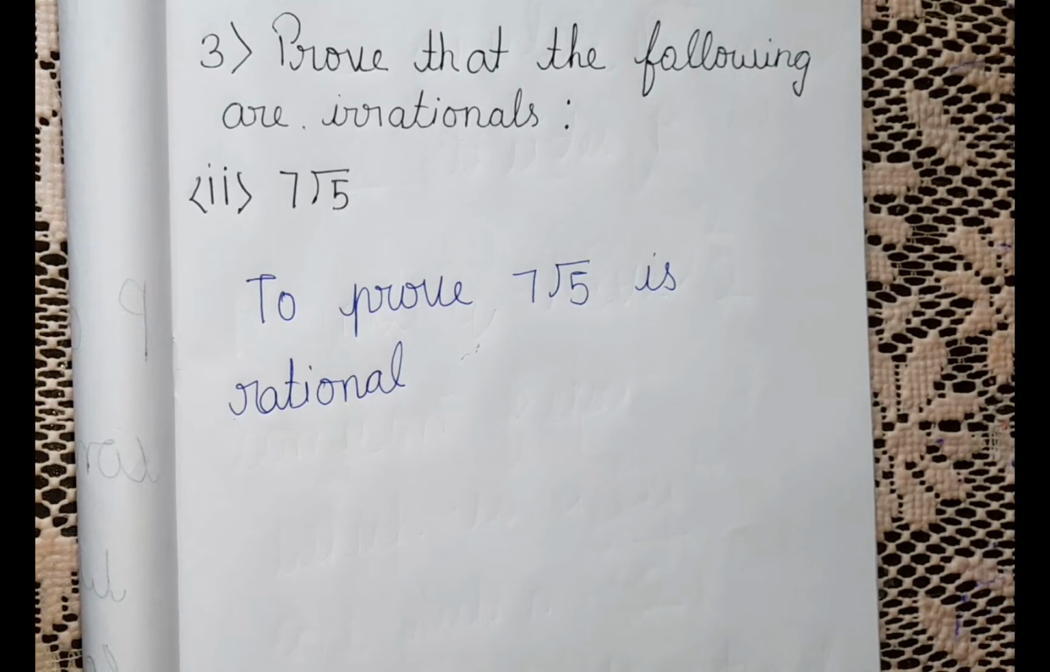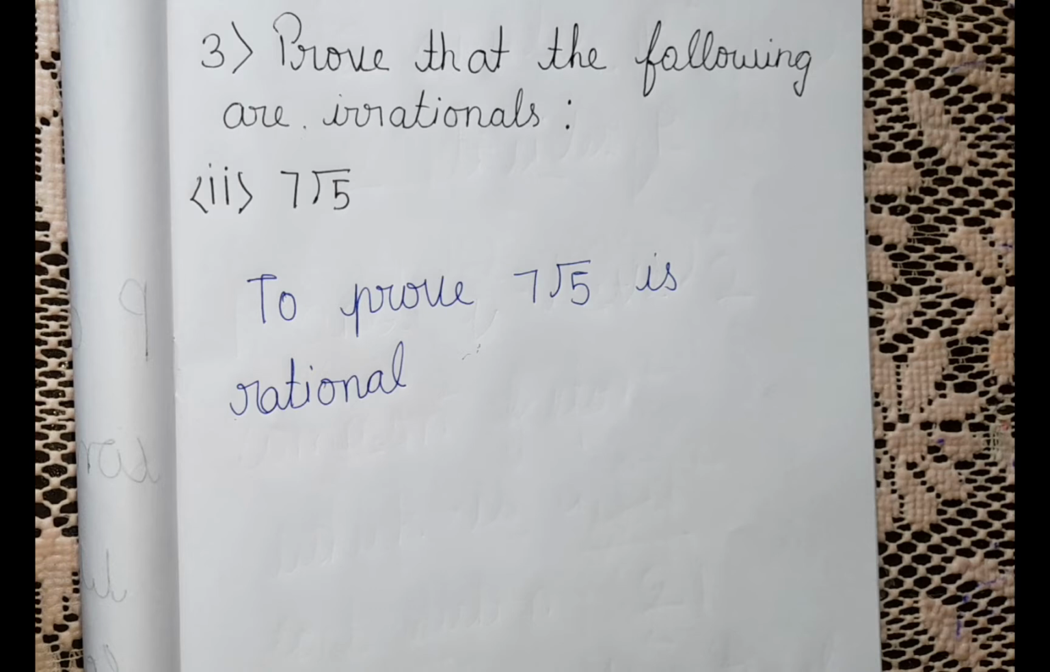Okay. So as you guys know how to prove root 5, because in exercise 1.3, first question, we proved root 5 is irrational. We are going to be writing the same steps in this. Now let's assume root 5 is rational, and then we shall change it into irrational.